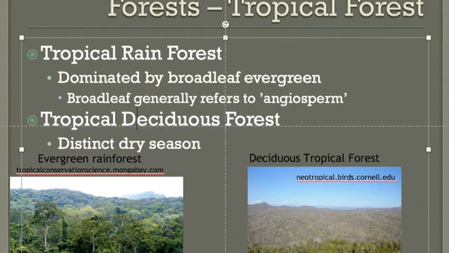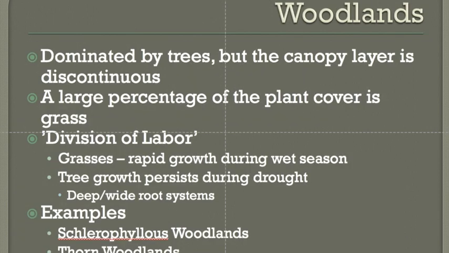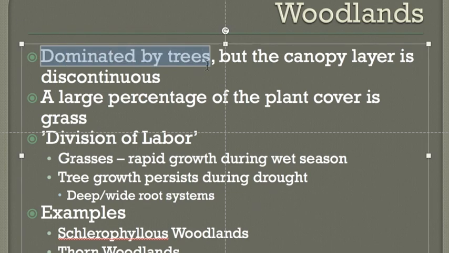Okay, so those are our forests. Remember, forests are dominated by trees and they have a continuous canopy layer. And we have temperate forests, continental forests, and tropical forests. All right. So then let's go on and talk about woodlands. So woodlands differ slightly from forests. They're also dominated by trees, as you can see in the first bullet point here.